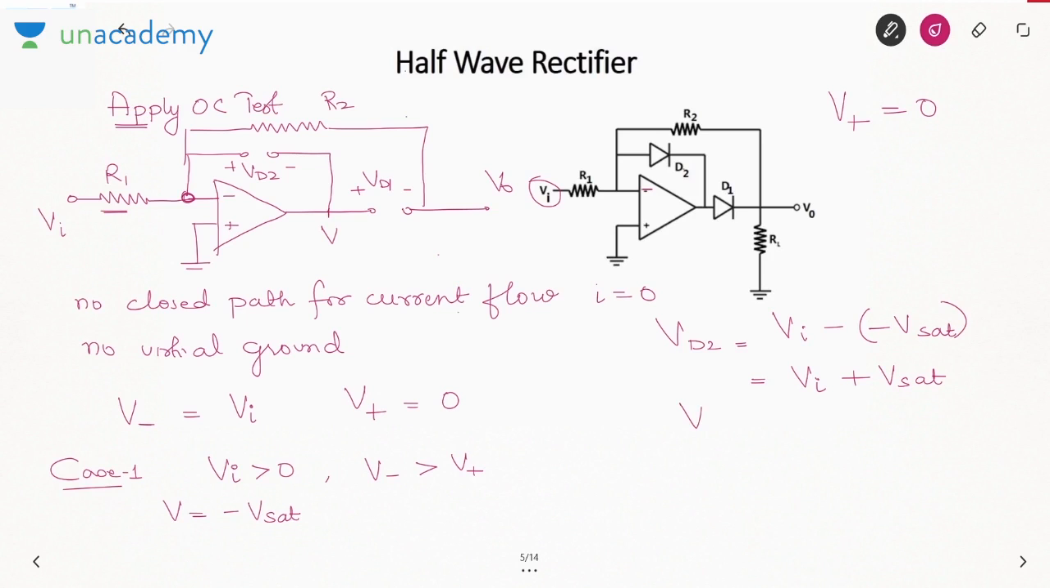What about VD1? The positive terminal voltage is V and V0 is 0 because there is 0 current flow. So it is minus Vsat. This value is positive whereas this value is negative. So you can say D2 is on and D1 is off. So we have found out the states of diode when Vi is greater than 0. Let me take the opposite case.